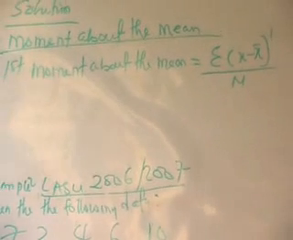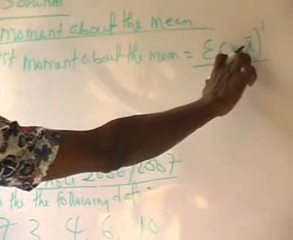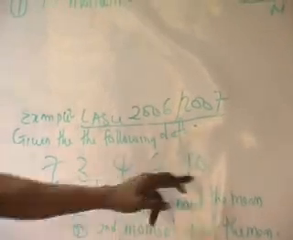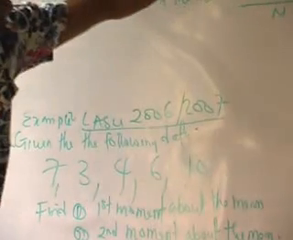So, from here, let's go. How do we get it? Now, the first thing we are going to get is our x bar. You know that each one of these numbers is x. So, we need to get our x bar.